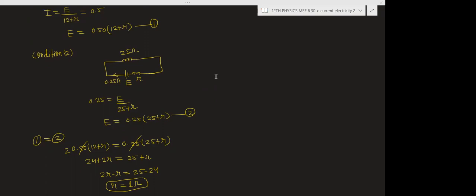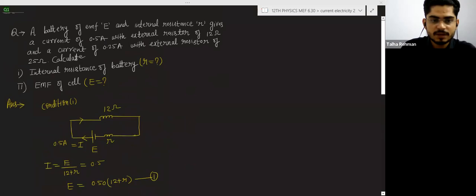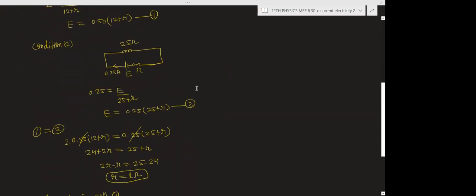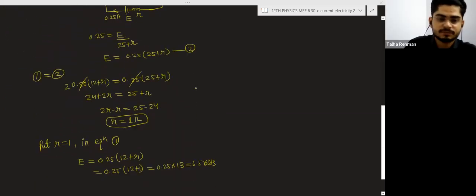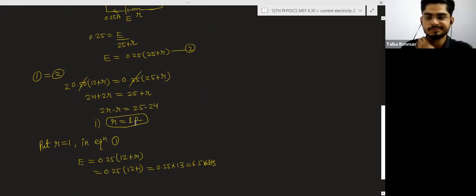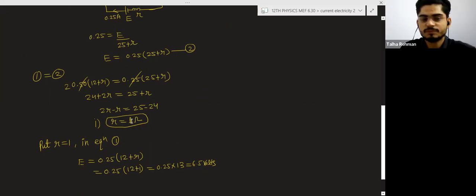Sir, the final answer R is equivalent to. The final answer, there are two final answers. See here, this is the first part of the question. R, so this is the first answer. Yes, sir. I'm talking about this final one. Is that 2 ohm? No, this is 1 ohm. This is 1 ohm. Yes, sir.